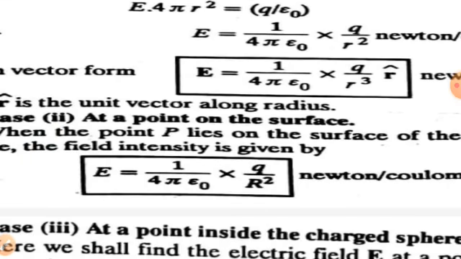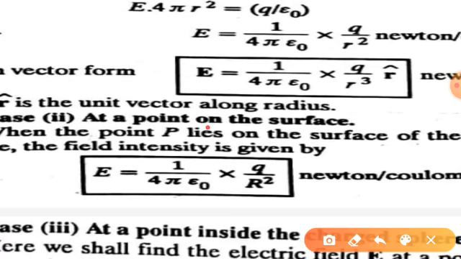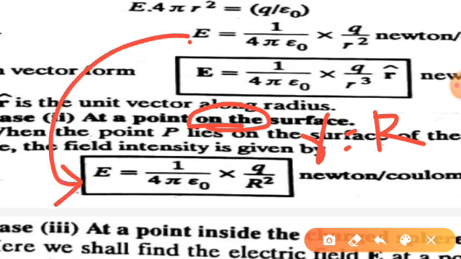So second case is electric field intensity at a point on the sphere. In this case, on the sphere means the point lies on the sphere, so the distance between the center and the point P is capital R. So small r becomes capital R. Substitute capital R in place of small r in this equation, we get E is equal to 1 by 4 pi epsilon naught Q by capital R square. This is electric field intensity at a point on the surface.